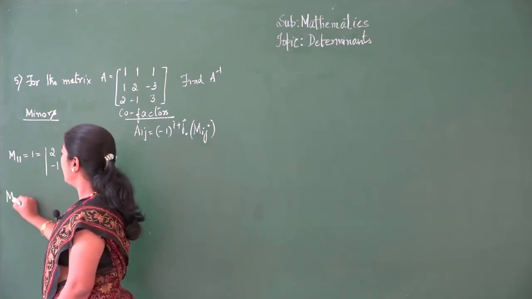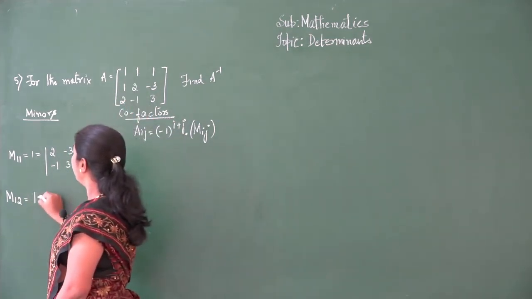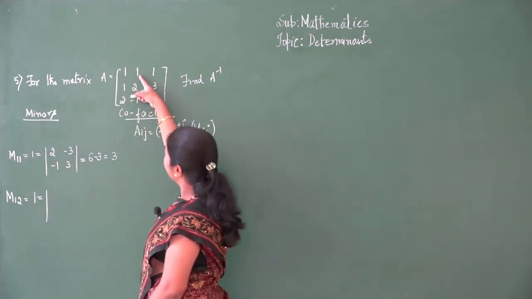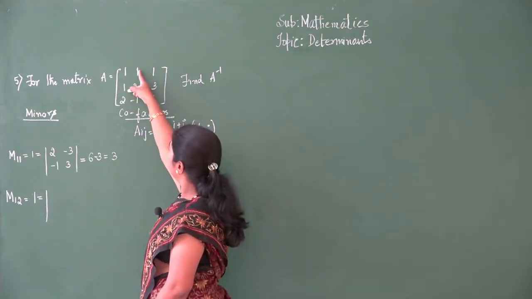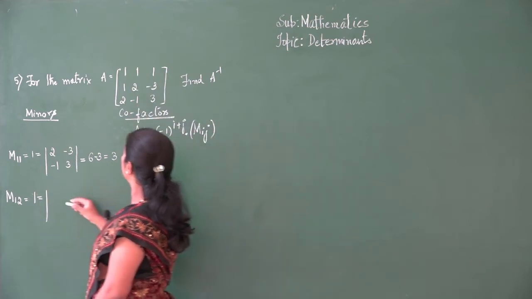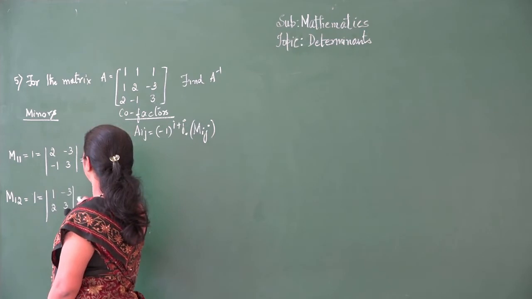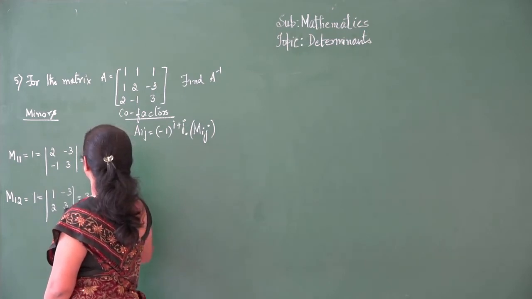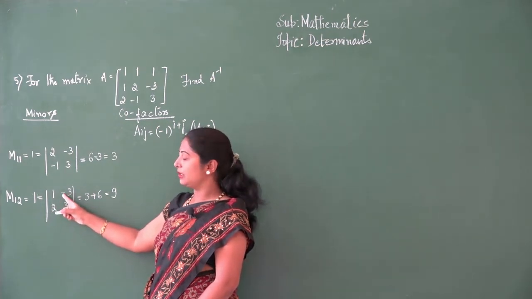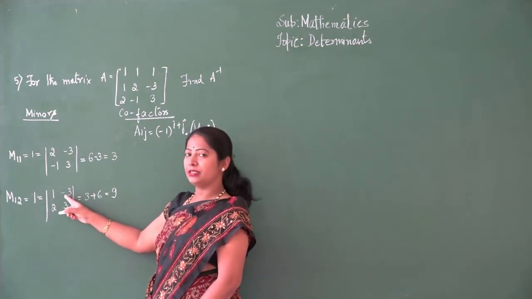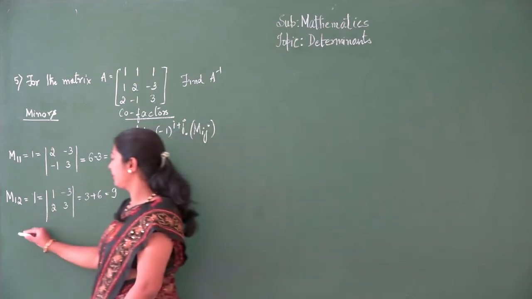Similarly, M12, that is nothing but 1 again. So, we are considering first row, second element. Leave this row, leave this column. So, what is left out? 1, minus 3, 2, 3. This is 3 plus 6, which is equal to 9. Product of the principal minus product of the secondary. Since we have a negative sign, it becomes positive.